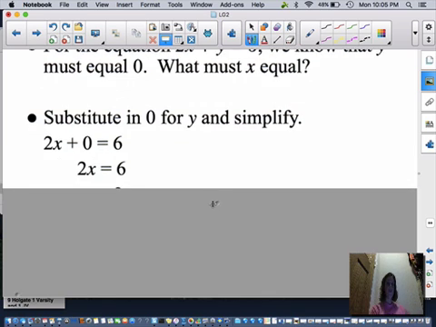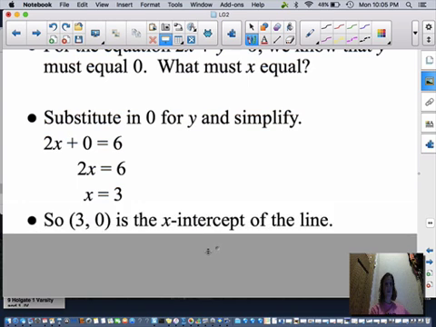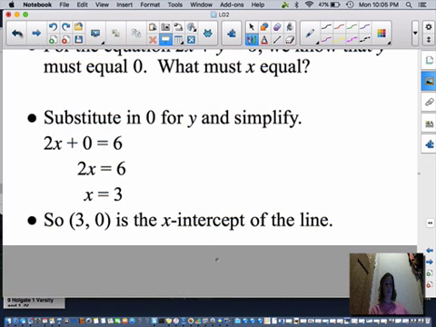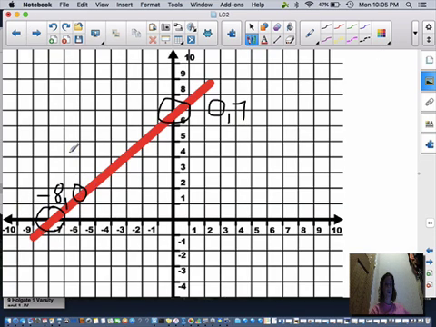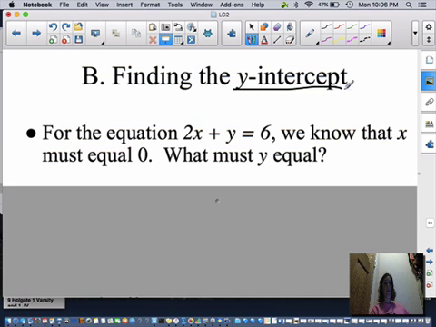So go ahead and solve. 2x equals 6, divide by 2, x equals 3. So 3, 0 is the x-intercept. Okay, so again, I was finding the x-intercept. So if you notice, for the x-intercept, y is 0. For the y-intercept, x is 0. So this particular one, we were looking for the x-intercept.